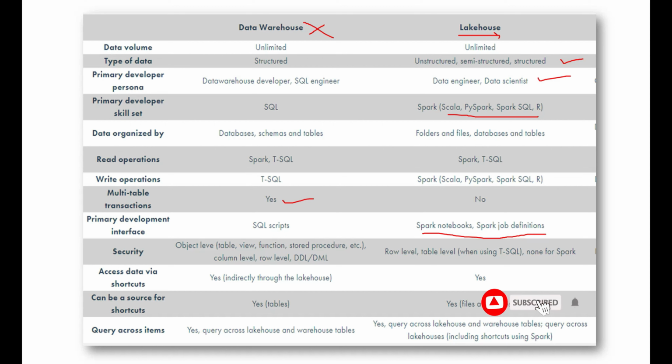Access data via shortcuts: as you can see, both are enabled. Here the only thing is that for the data warehouse it is indirectly through a lakehouse, because without a lakehouse there is no shortcut concept for the data warehouse.